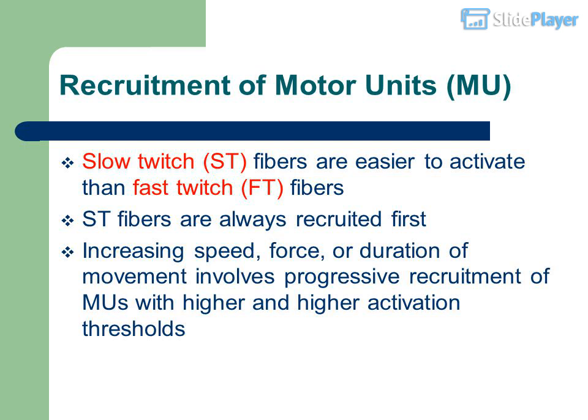Recruitment of motor units, MU. Slow twitch, ST, fibers are easier to activate than fast twitch, FT, fibers. ST fibers are always recruited first. Increasing speed, force, or duration of movement involves progressive recruitment of MUs with higher and higher activation thresholds.